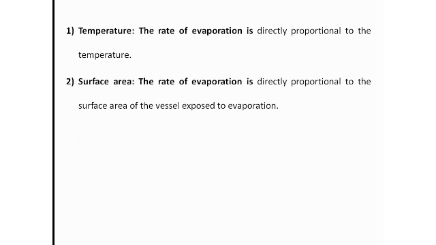Right? Next, surface area. The rate of evaporation is directly proportional to the surface area. The more the surface area, the more will be the rate of evaporation. So simply, suppose we take a specified quantity of water in a glass, and a similar quantity of water is taken in a plate. If the surface area of the plate is more, the rate of evaporation from the plate will be more. So the rate of evaporation is directly proportional to the surface area of the vessel.